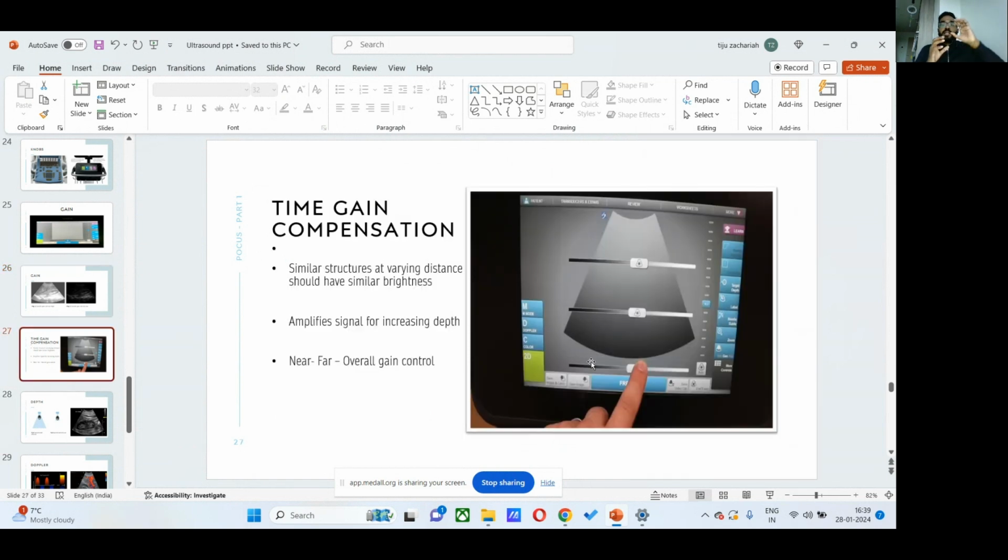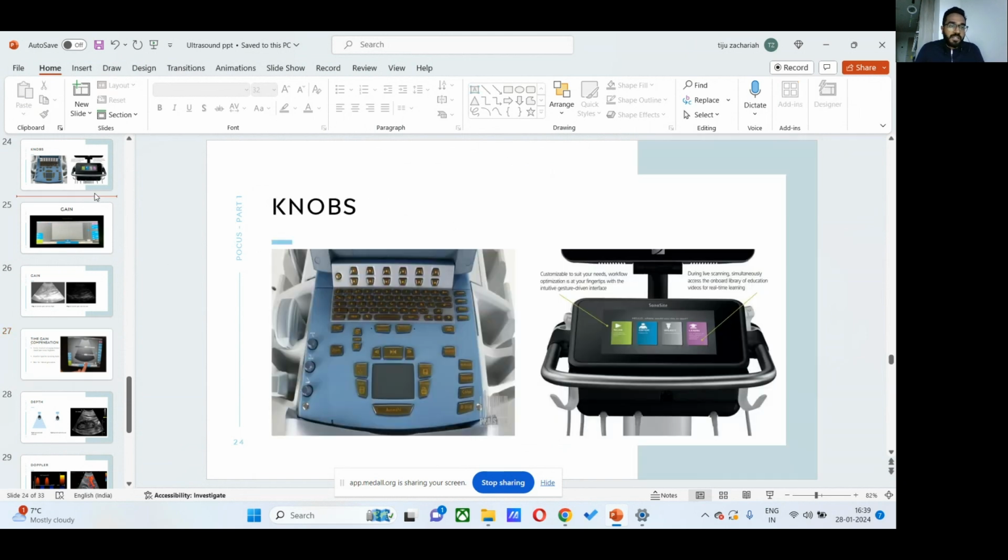So the end result that we want is, if we are looking at a vessel which is at 3 centimeters or at 10 centimeters, both of them should appear similar. A vessel at 3 centimeters should not look different to a vessel at 10 centimeters and make you confused as to what this structure is. So time gain compensation can be preset by the machine as per the structure that you're looking at, or some of the machines will have sliders like this.